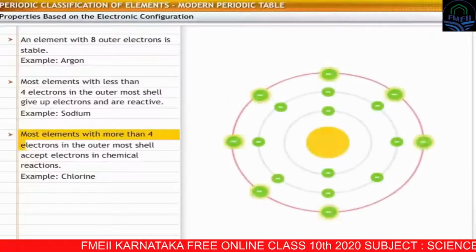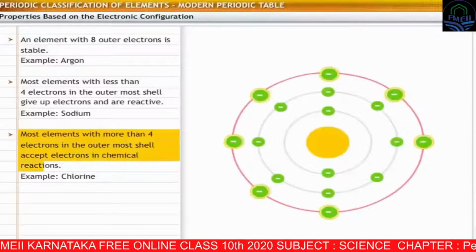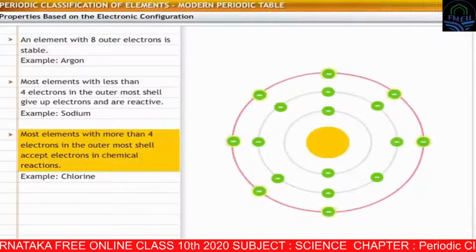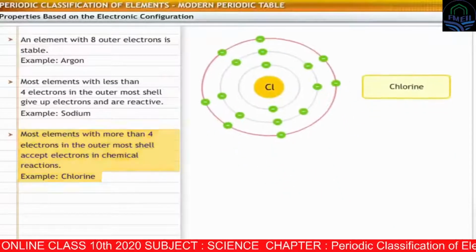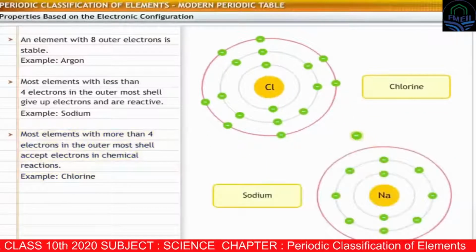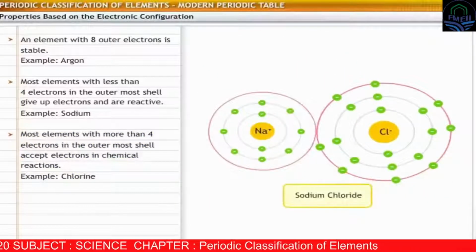If the outer shell has more than 4 electrons, the elements normally accept electrons in chemical reactions. For example, chlorine has 7 valence electrons. It accepts 1 electron from sodium to form sodium chloride or common salt.